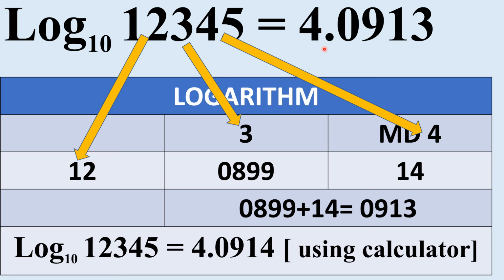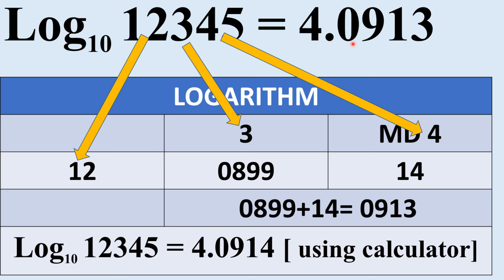How to write this mantissa? In front of this 12 under the column 3 in the logbook you have 0899. So note down that 0899 separately, plus this 4 is there under the mean difference 4. The number 14 is there. That 14 you have to add to the 0899. It becomes 0913. This 5 you have to ignore because there is no separate provision for the 5th digit in the logbook. So this 0913 you have to write as the mantissa.